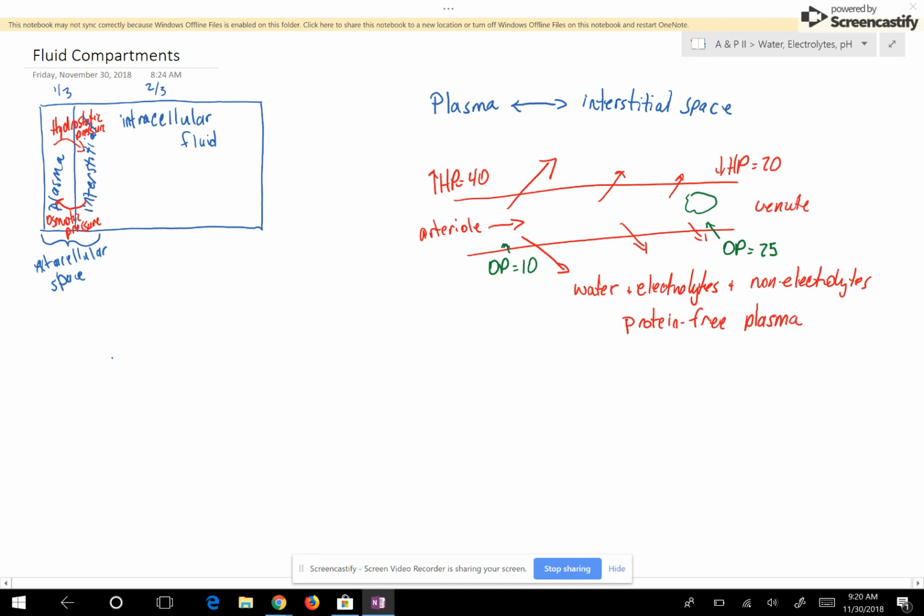Okay, whenever you compare this, the hydrostatic pressure being 40 compared to an osmotic pressure of 10, you can see that there's a lot more fluid coming out. There's a lot more fluid coming out going into the interstitial space than what is going into the plasma. So you're going to have a net movement of water. So there's going to be water left over, water in the interstitial space.